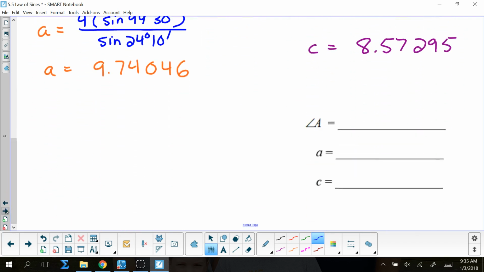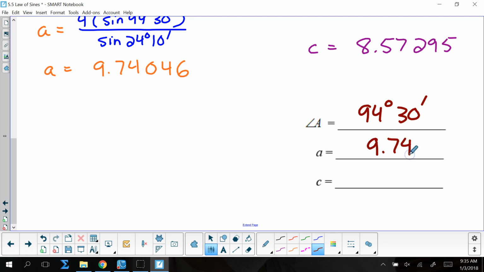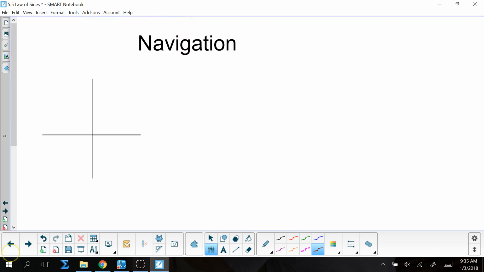So angle A here was 94 degrees 30 minutes. Side A was 9.74. Side C was 8.57. Agree? Okay. All right.